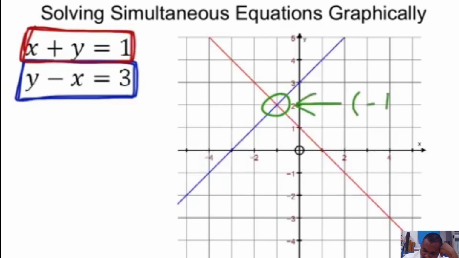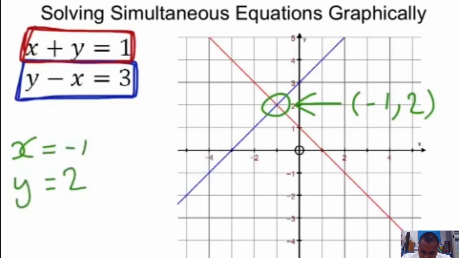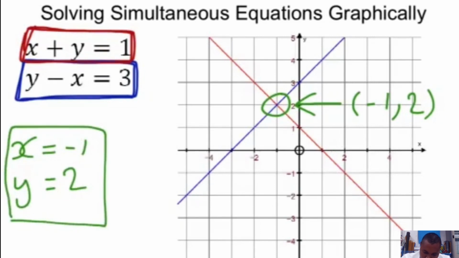which is minus 1, 2. So the solution to the simultaneous equation is the point minus 1, 2, or we might want to write that as x equals minus 1, y equals 2. That is our solution to that pair of simultaneous equations.